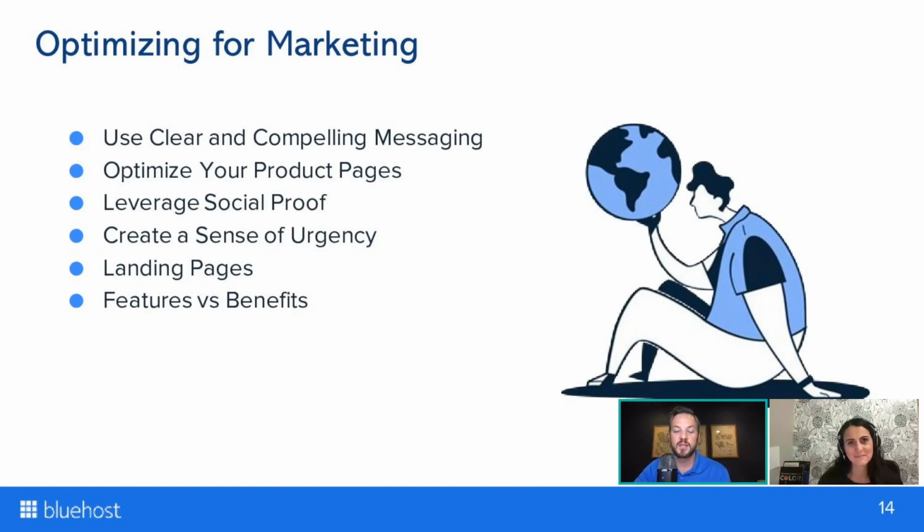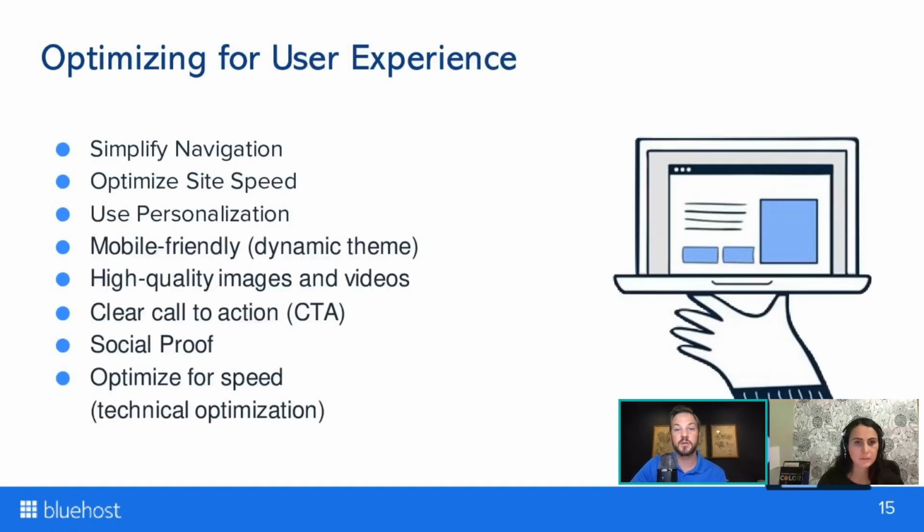Okay, so moving on. This is optimizing for marketing, trying to improve your website so that when people do land there, they're more likely to convert into a sale. Optimizing for user experience is a little bit different. In my mind, the difference is the user experience is making sure that your website and your brand experience is something that users will enjoy. So a couple bullet points here on ways you can do that.